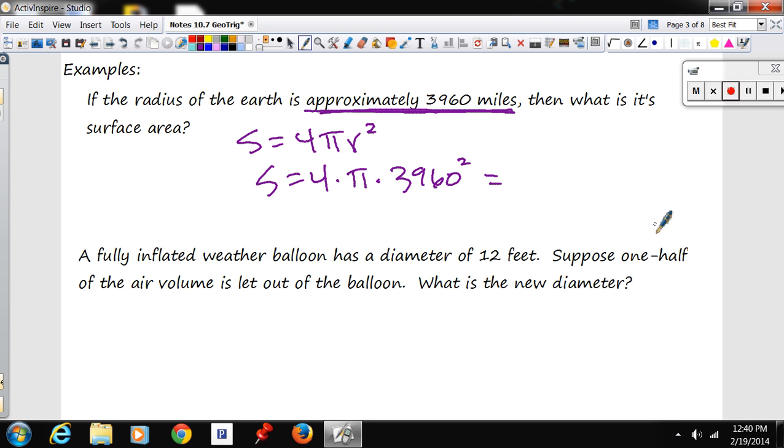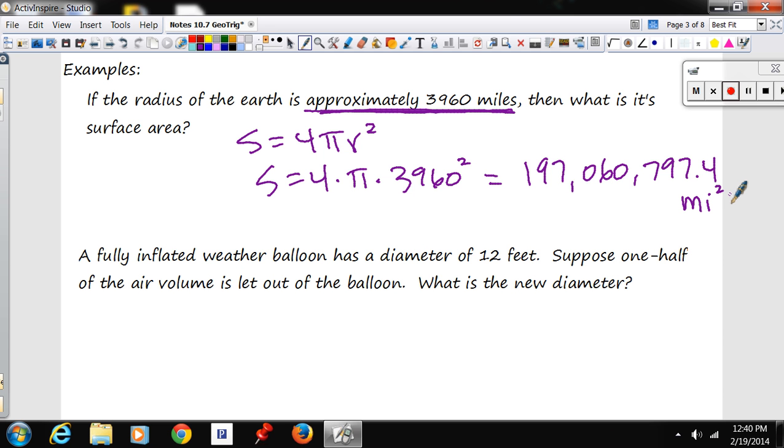You get 197,060,797.4. And that would be in square miles. So we would put mi squared, square miles. How many square miles would completely cover the Earth? Not that much. Pretty good number.